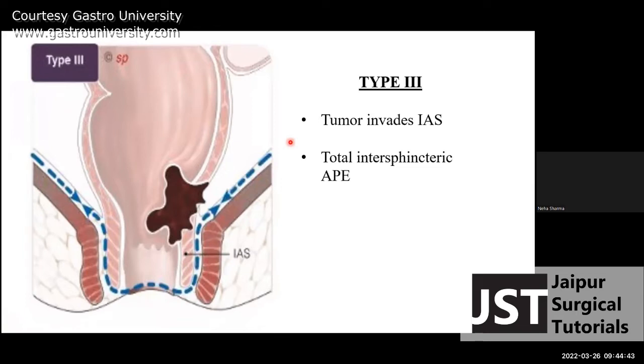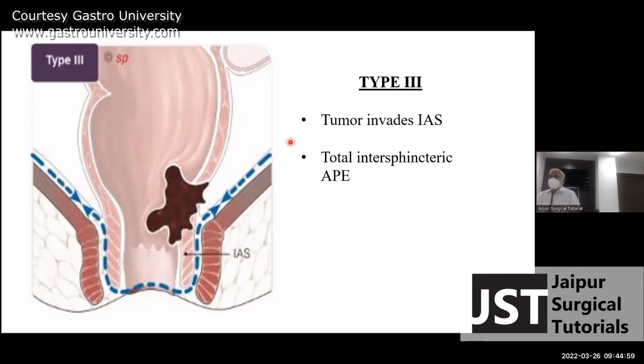No, this is a total intersphincteric resection, sir. There is no AP. Yes, some texts I think do mention it. So you're not wrong, but there's no point. If you are going to have a permanent stoma, then you are not worried about saving the sphincter.